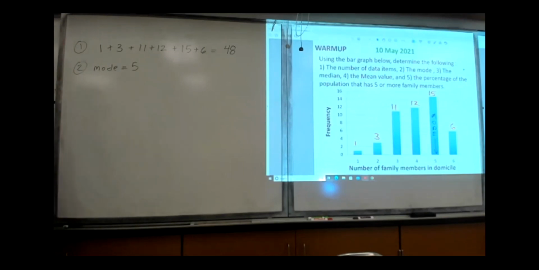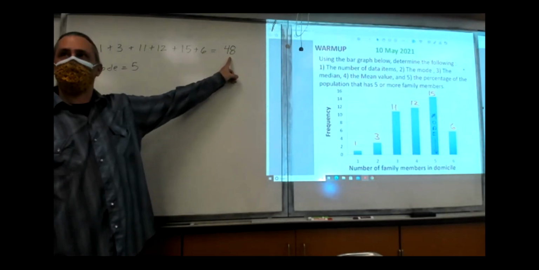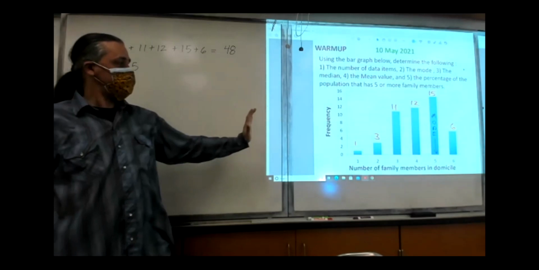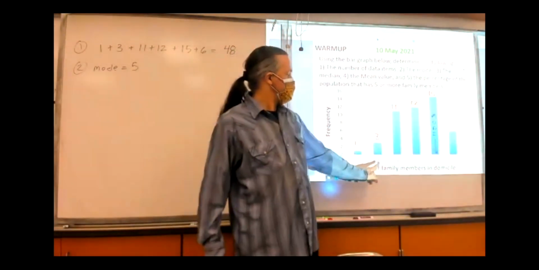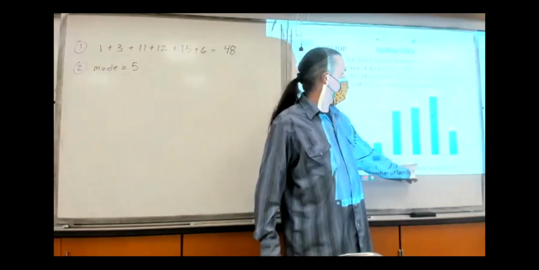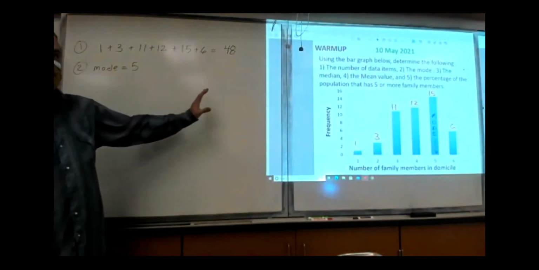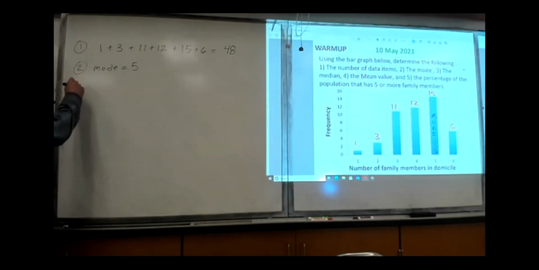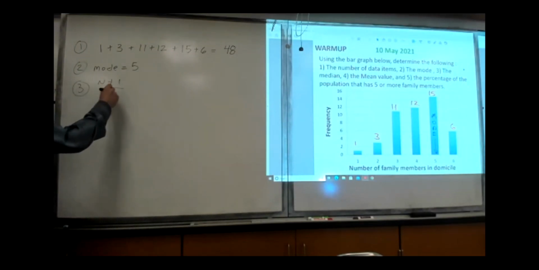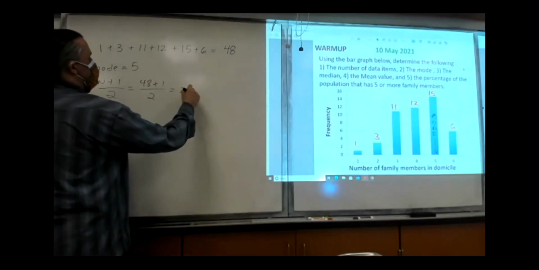Okay, now the median. So that's where we've got to find the position of the median. There's 48 domiciles located here. If we put them in order, we're going to have 1 one, 3 twos, 11 threes, 12 fours, 15 fives, and 6 sixes. We could put that in order if we wanted to. It's not necessary. So we'll use n plus 1 divided by 2. So 48 plus 1 divided by 2, which is 24.5.